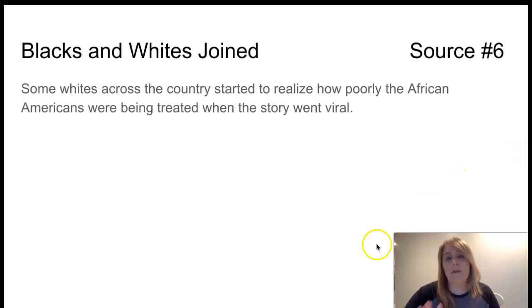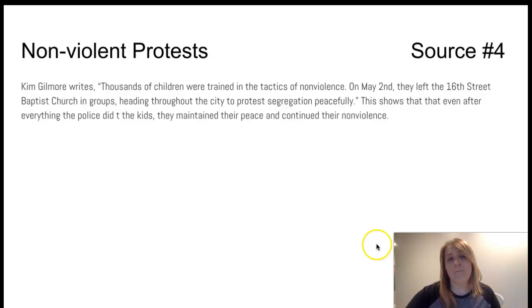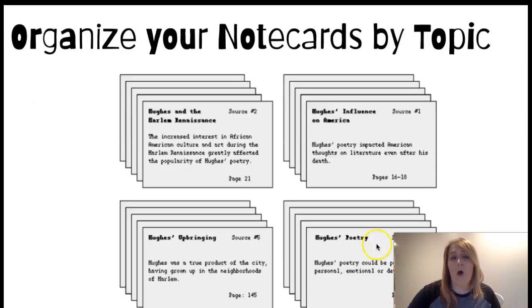So ultimately, by the time you are done today, the goal is that all of your note cards are grouped together by topic, which means you're literally going to drag your slides to match up with the same topics, okay? This is going to make it super easy for you to start writing your paper next week when you have everything grouped together by topic, okay?